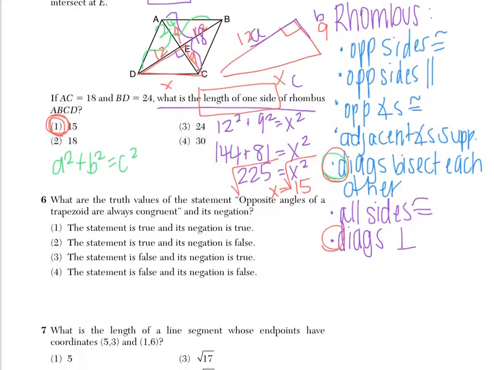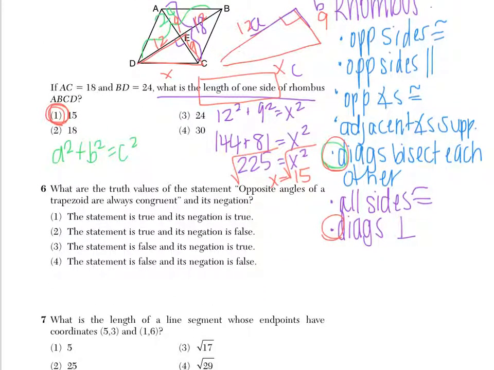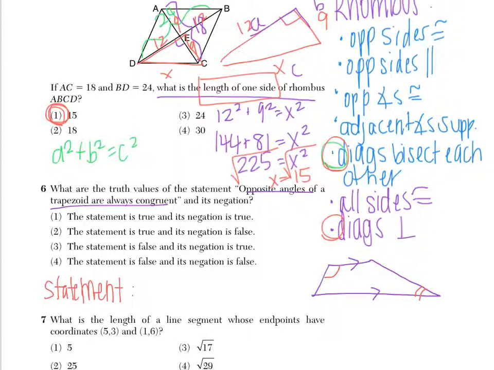Number 6 says, what are the truth values of the statement, opposite angles of a trapezoid are always congruent, and its negation? So first we have to determine the truth value, whether it's true or false, for the original statement, opposite angles of a trapezoid are always congruent. Just to remind you, a trapezoid is a figure that looks like this, where opposite sides are parallel. Unfortunately, we know nothing about opposite angles such as this one here and this one here. And so because we know nothing about those opposite angles, whether they're congruent or not, the truth value of the statement is false.